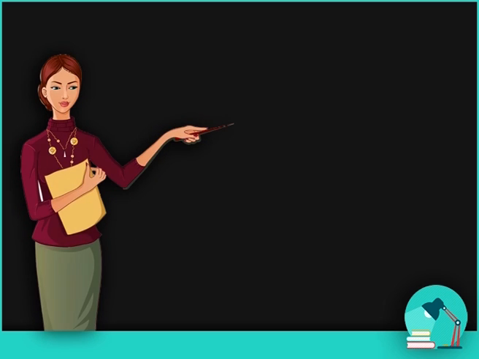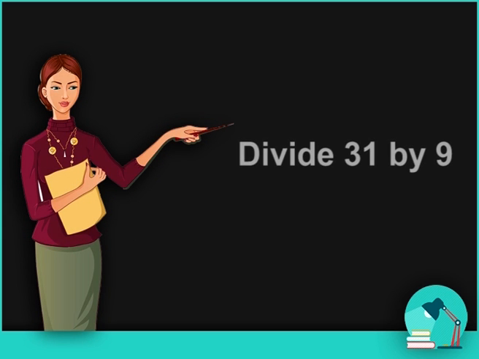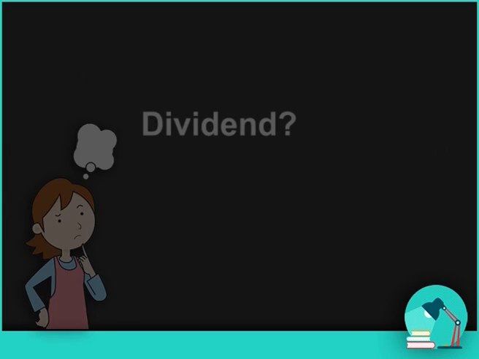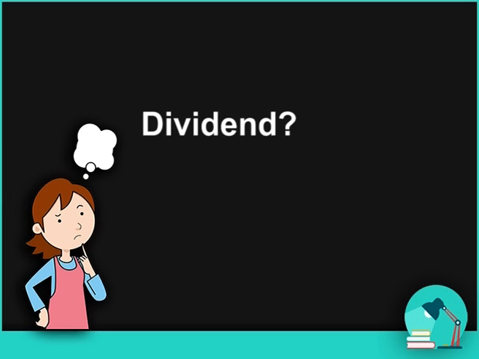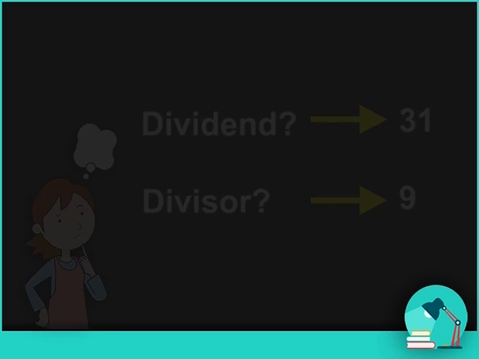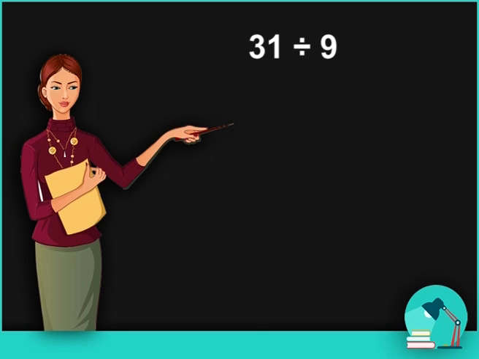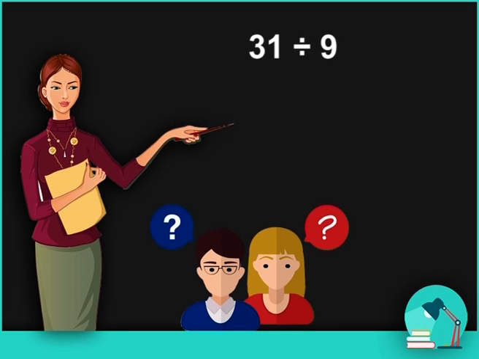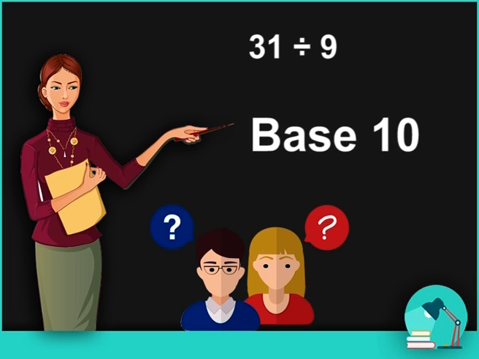Let us try one more question and divide 31 by 9. What is the dividend? Dividend here is 31. What is the divisor? The divisor in this question is 9. Can you tell me what is the base for this question? The base here is 10.